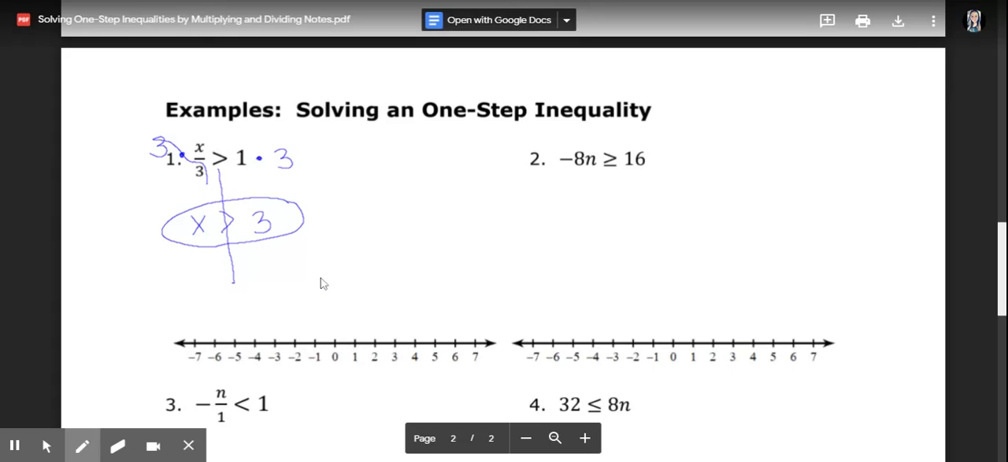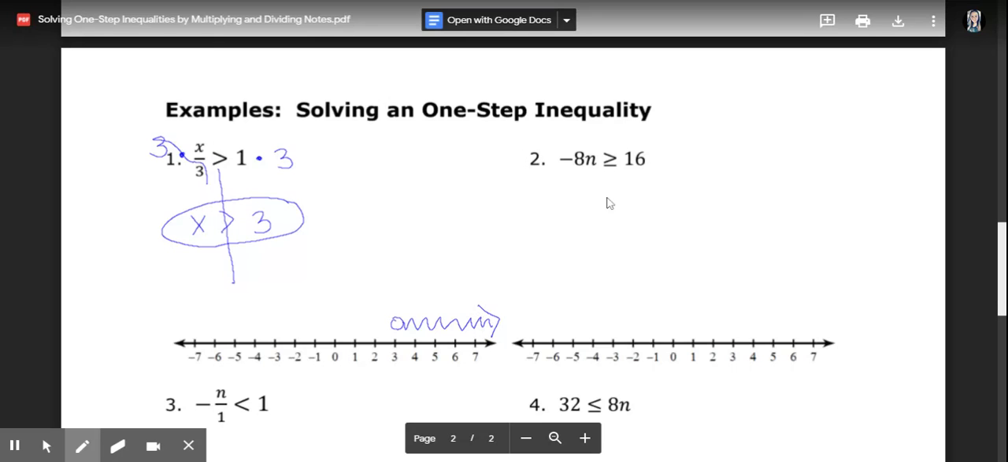In order to graph this, there is no underline under the symbol, so that tells me I use an open circle on 3. And then I want all of the numbers greater than 3. Greater than goes to the right, so I'm going to shade all the way to the end to the right and put an arrow on the end because that shading goes on forever.